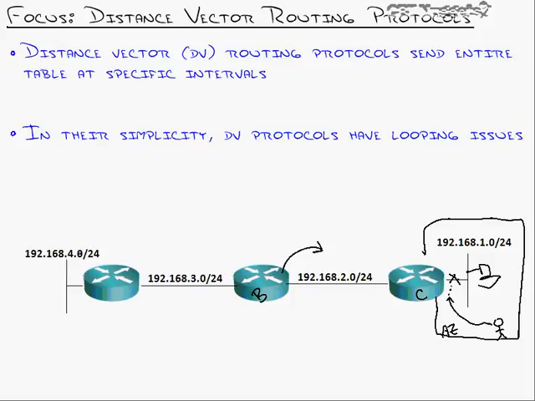I know about 192.168.4, 3, 2, and 1. That update hits router C. Router C gets it and goes, well, that's fantastic. Router B, you must have been reading my mind because I just lost my own connection to 192.168.1.